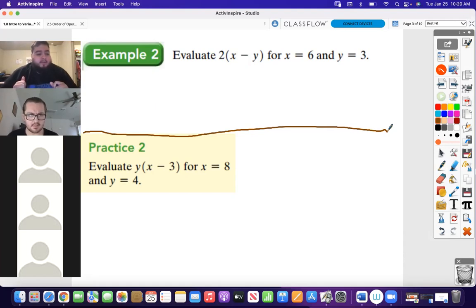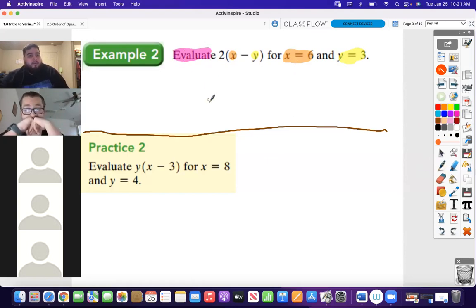All right, about 10 seconds left before I go ahead and start working it out. So you're going to evaluate 2(x - y) for x equals 6 and y equals 3. So what does that mean, right? Now we have an expression that has 2 different variables. They're telling us that x is 6 and y is equal to 3. When you see the word evaluate, guys, that's telling us that we're going to get a value at the end of the work. We're going to get a number for the answer.